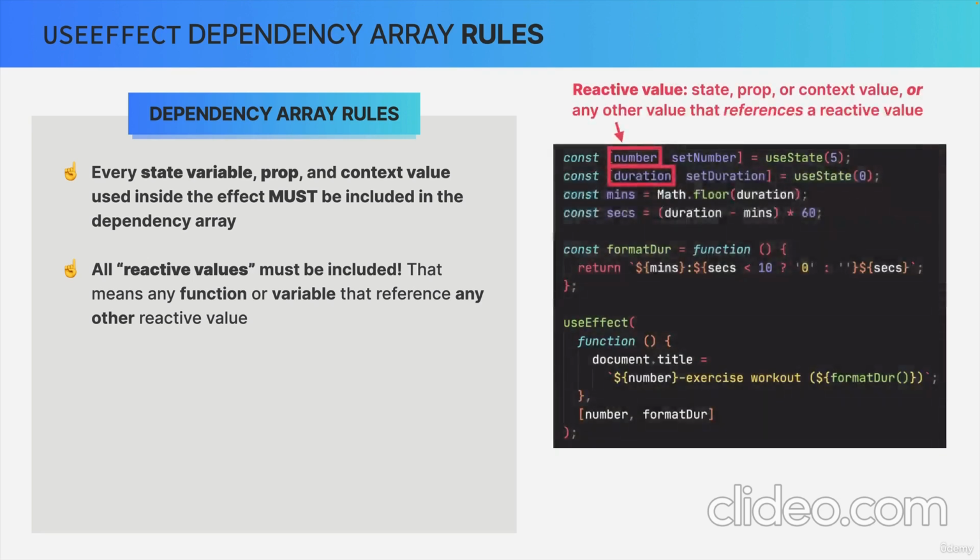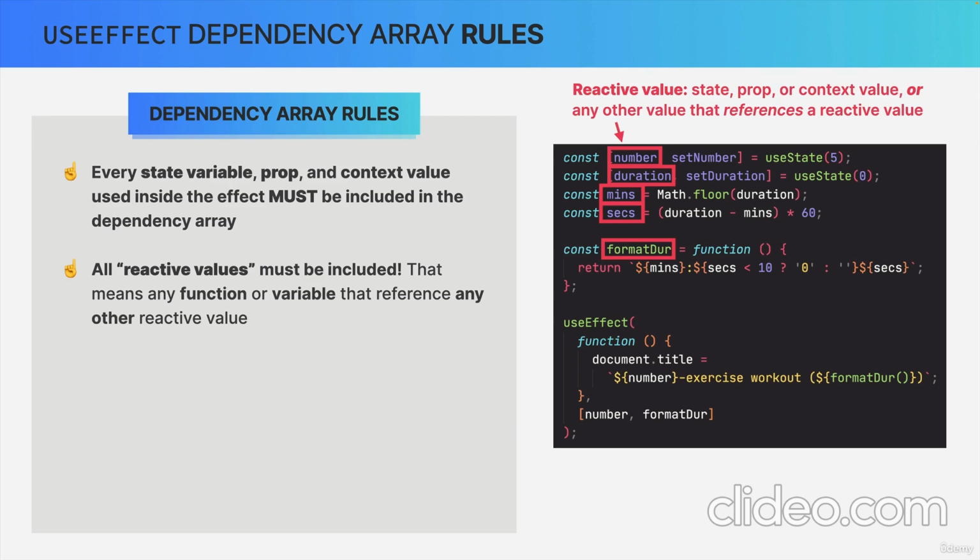Well, a reactive value is any value that is either state, a prop, a context value, or any other value that itself references one of the reactive values. So examples of that are these two pieces of state, these two variables right here, because they reference the duration state, and even the format duration function because it references the reactive values minutes and seconds. So basically all values that are somehow connected to state, props, or context are reactive values.